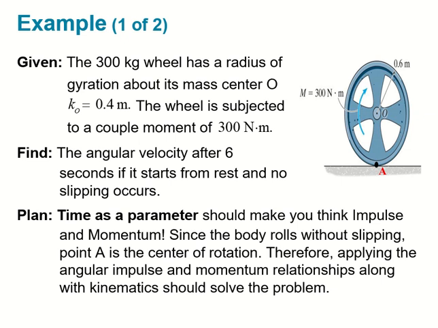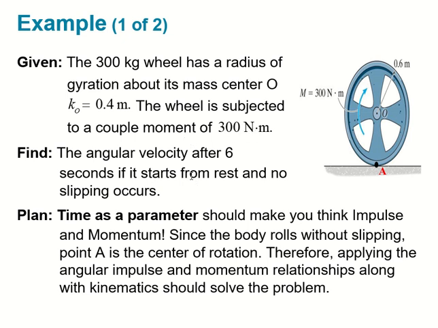Okay, the very first example, we have a wheel. It has a mass of 300 kilograms. Since this is a wheel, you have a radius. Since we're dealing with the point O, it's the radius of gyration. Since it is a radius of gyration, we use k as a symbol, 0.4 meter. Don't confuse this with the elastic constant, the spring constant. The wheel is subjected to a couple moment of 300 Newton meter. So this is the moment that's been given to you.